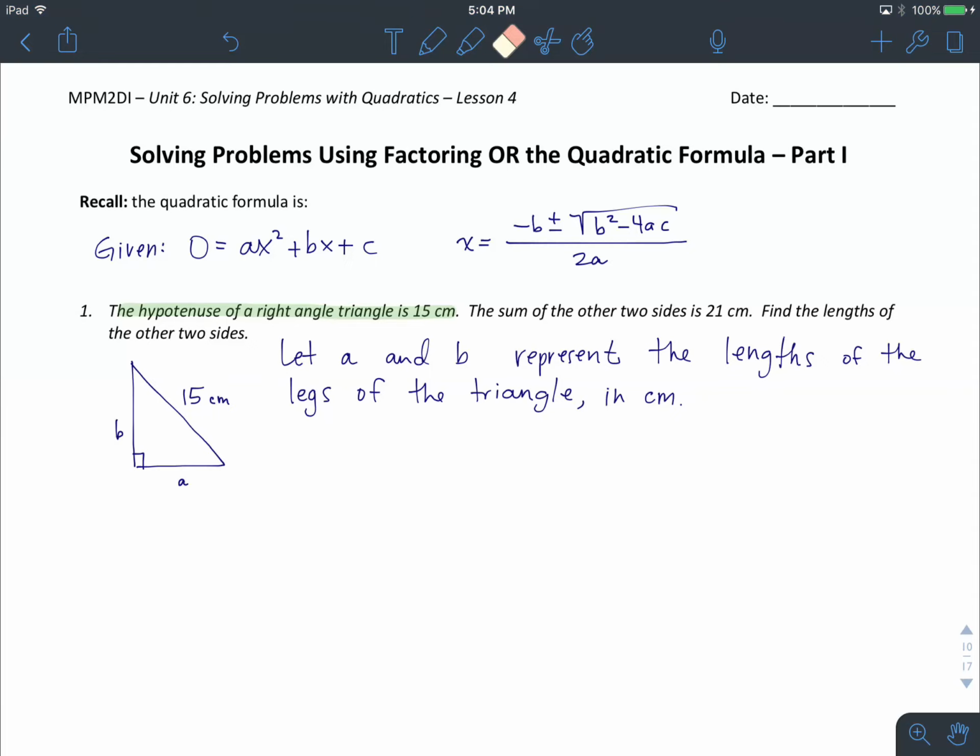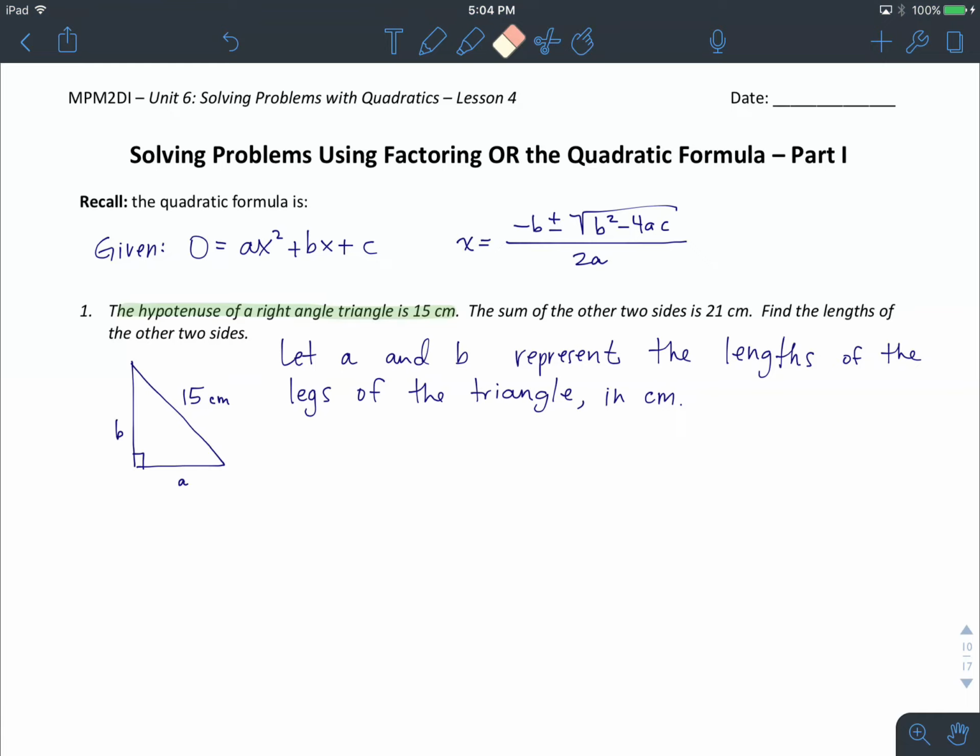Hello and welcome to lesson number 4 in Unit 6, Solving Problems with Quadratics in our Grade 10 Academic Math class. So far in this unit we've looked at how different forms of the quadratic relations can be used to determine pieces of information that might be asked in a word problem. That was lesson number 1.